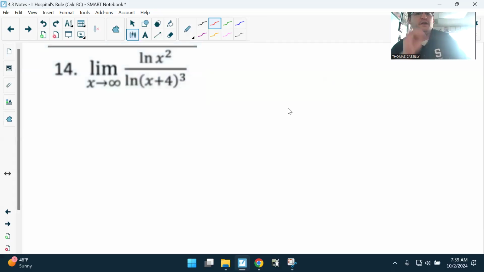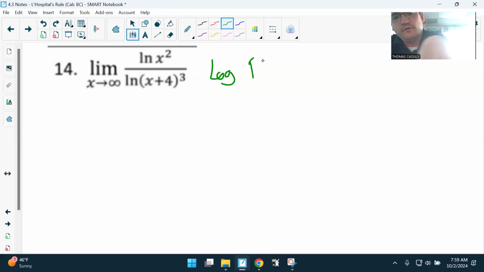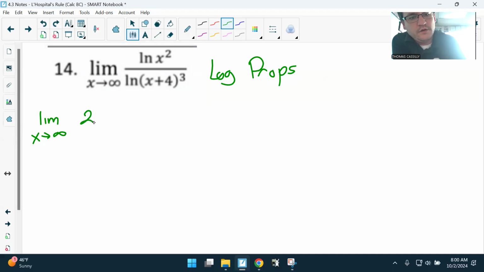We have the limit, natural log, as x goes to infinity. First thing I'm going to do is don't forget those log properties here. If we don't do those log properties, I think we could still get an answer, but it's going to get really ugly. So let's keep in mind, I have that exponent of 2. So I'm just going to bring it down in front. I'm going to say the limit as x approaches infinity of 2 times the natural log of x all over, similarly, I'm going to do the same thing here, 3 times the natural log of x plus 4.